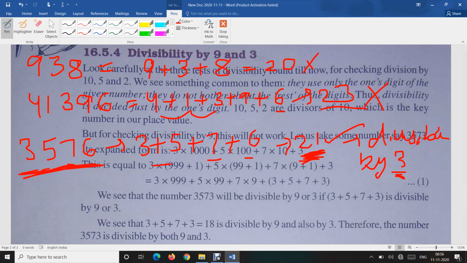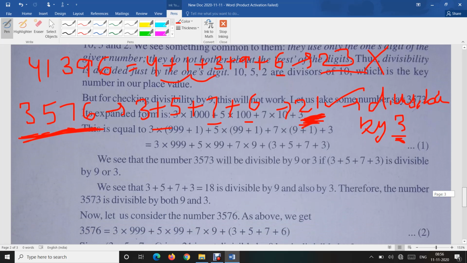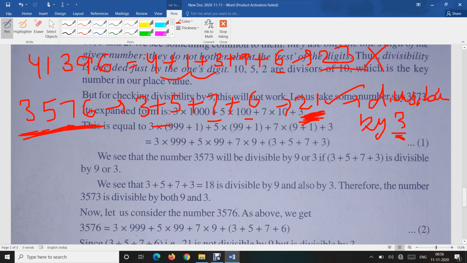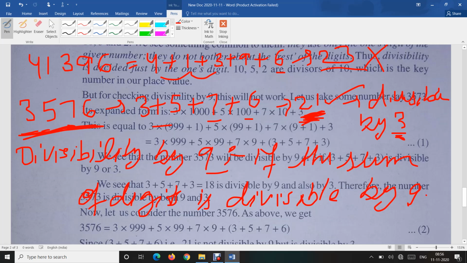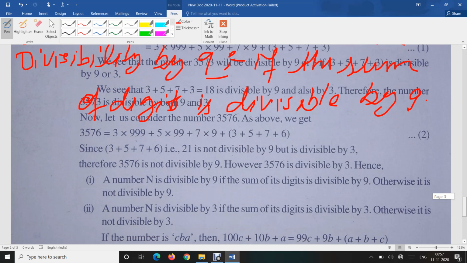Now the next one is divisibility by 9. Divisibility by 9 is similar to the divisibility by 3. Again you can say that if the sum of the digits is divisible by 9, then you can say that that number will be divisible by 9. Now see the example for that also.